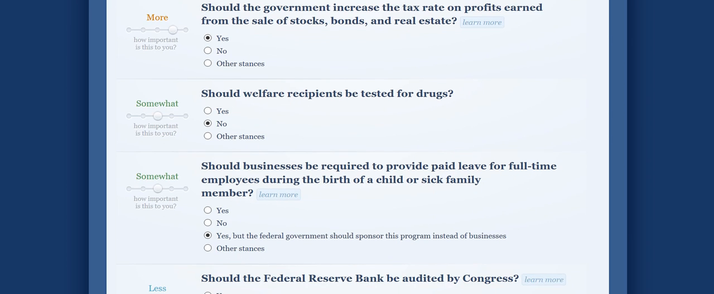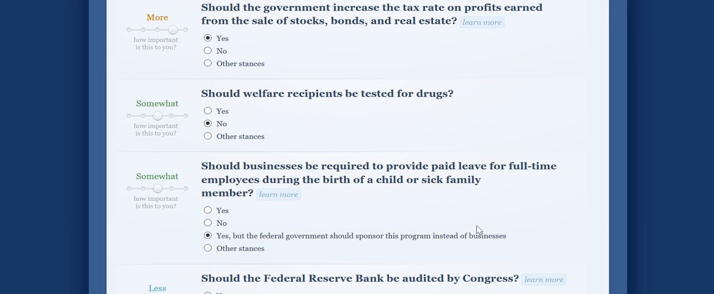Should businesses be required to provide paid leave for full-time employees during the birth of a child or sick family member? I put yes, but the federal government should sponsor the program instead of businesses, because a lot of smaller businesses simply can't afford that. They literally don't have the money, and that would put them out of business.